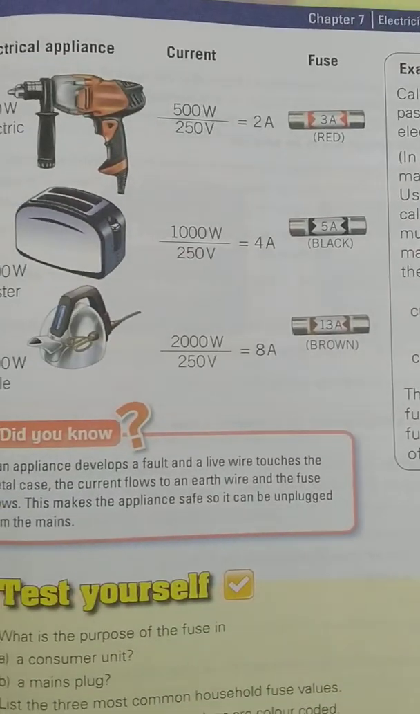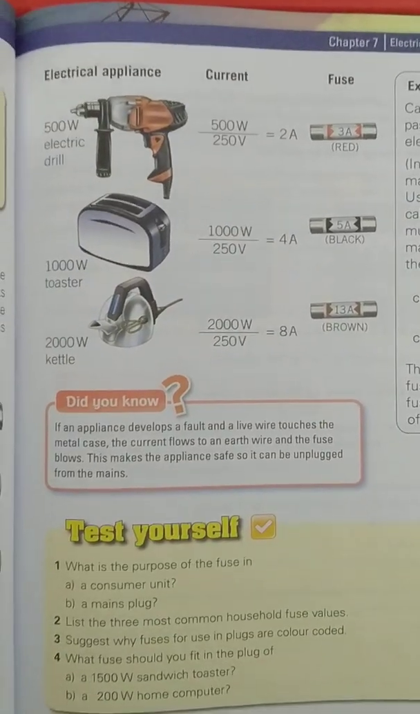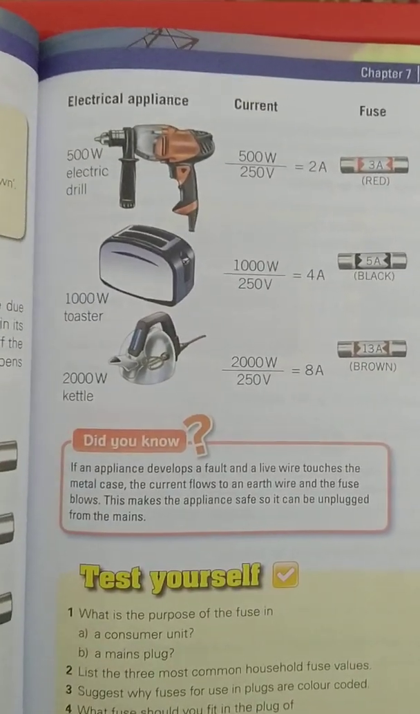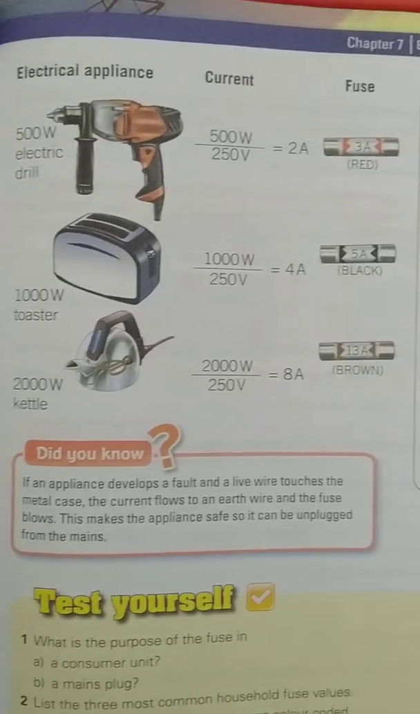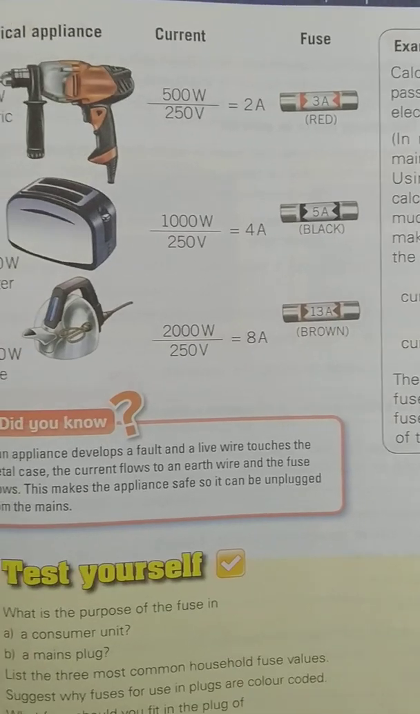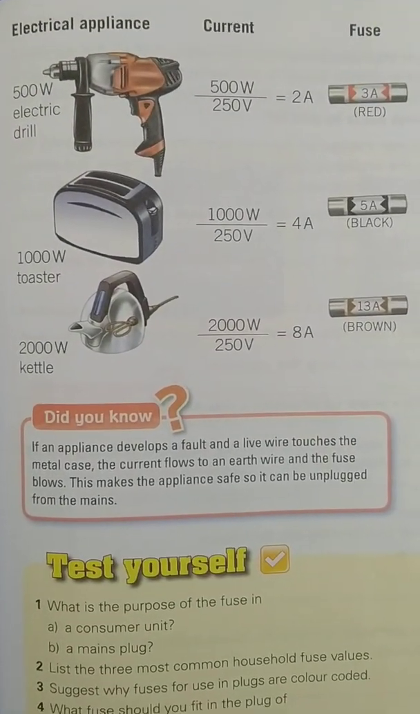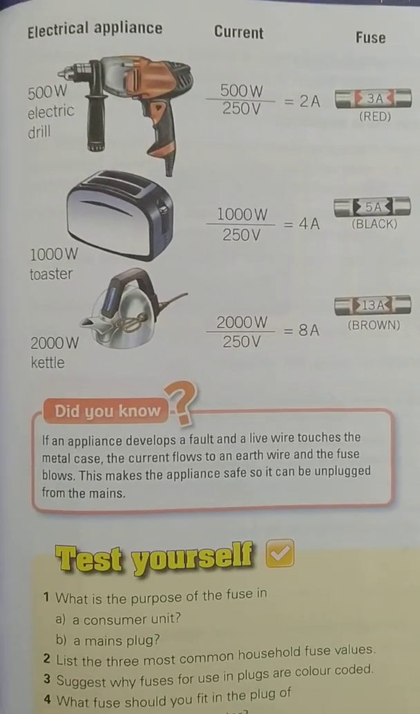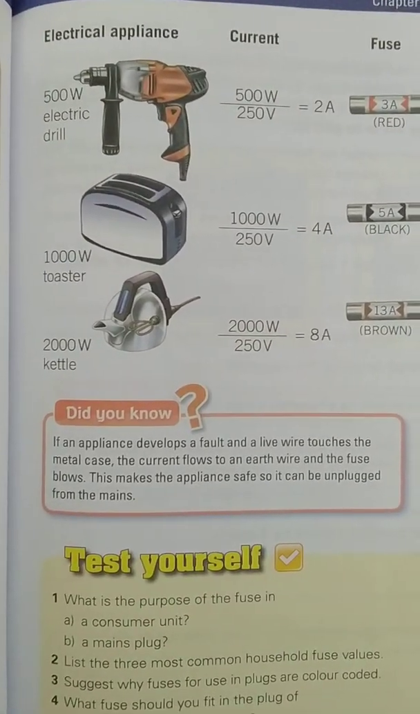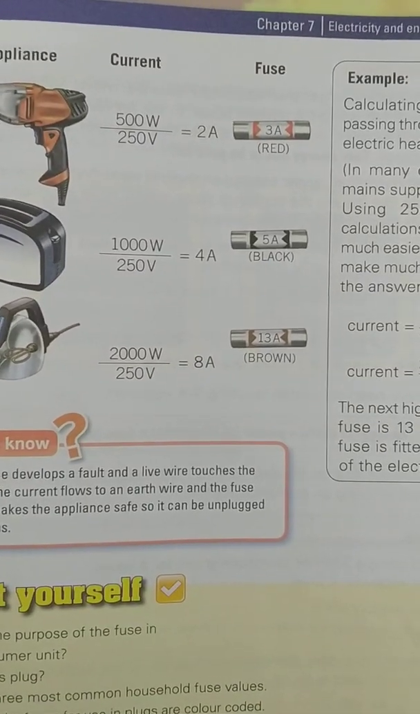So when we have to calculate the electric current, we use the power given, that is 500, and the 250 volts which is the estimated value. Then we divide it. In the toaster we do the same, and in the kettle we do the same. We divide the values accordingly so that we can calculate how much current is being used. And for each of them this much fuse can be used.